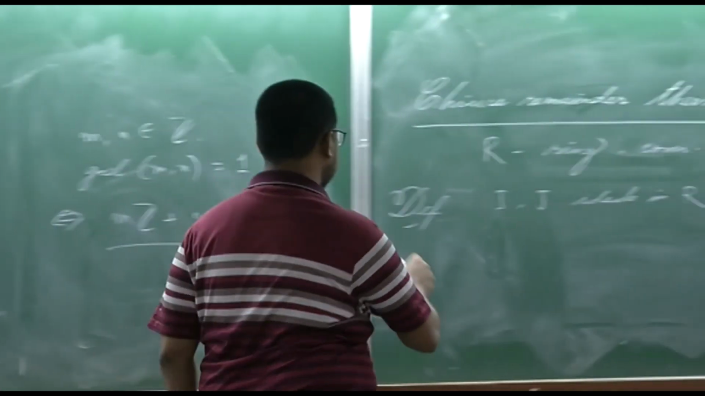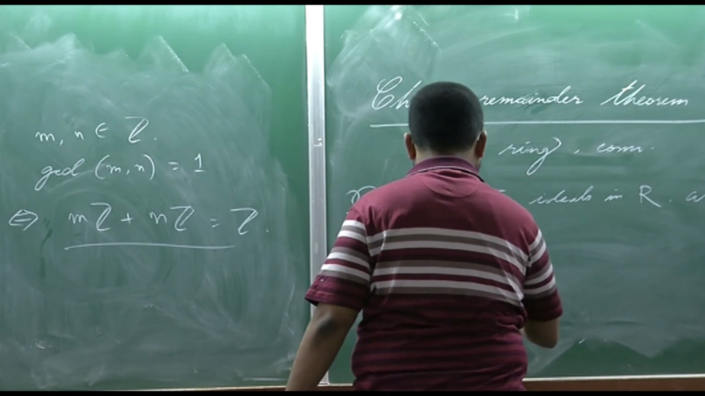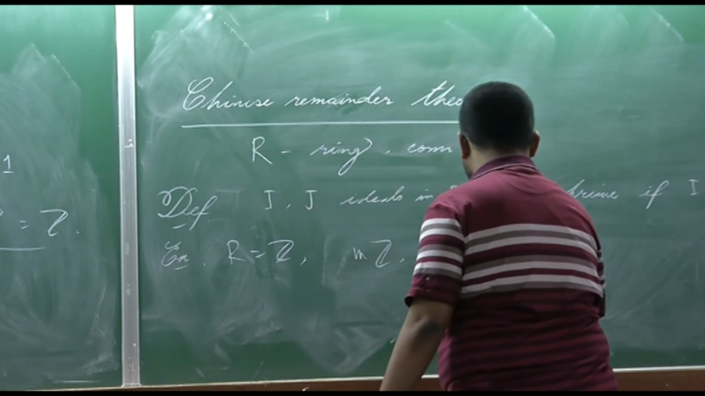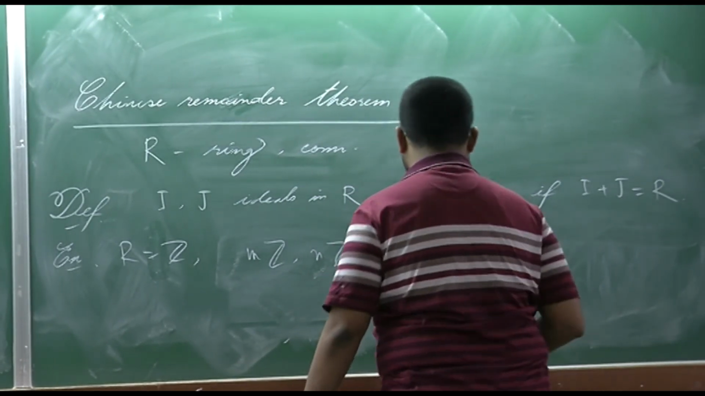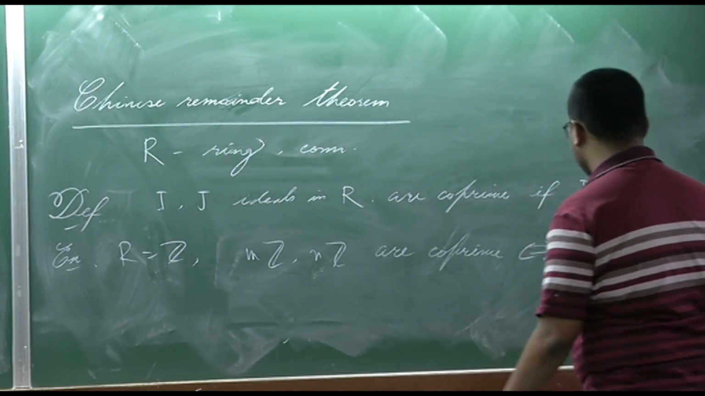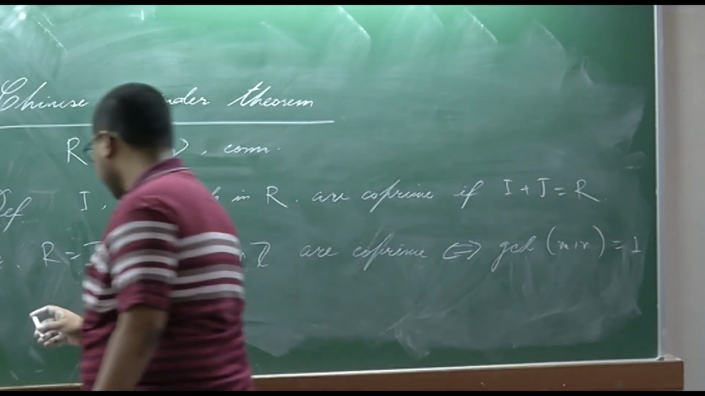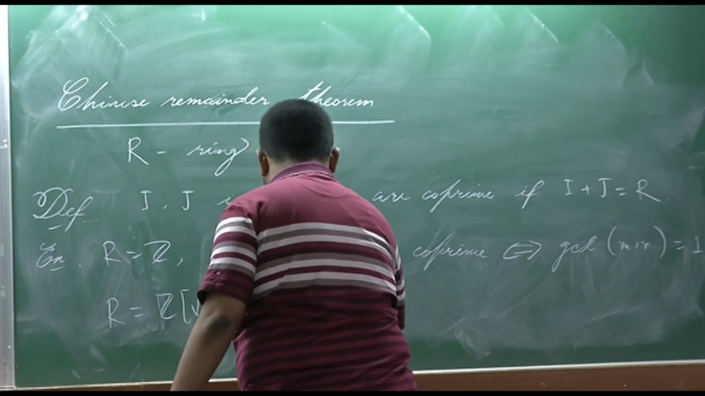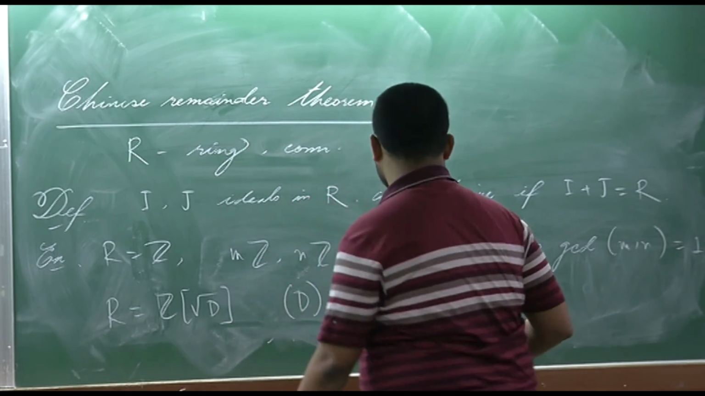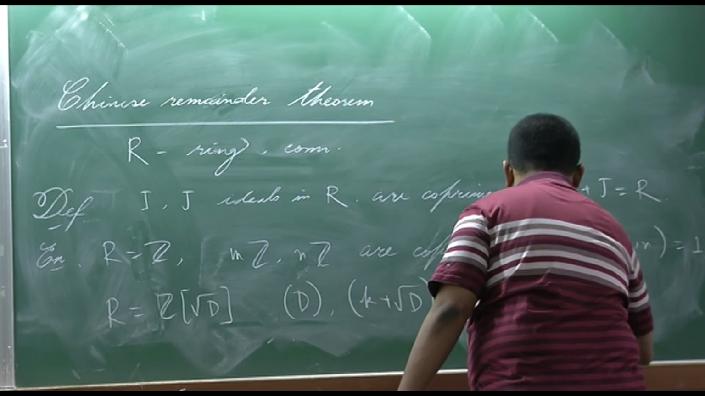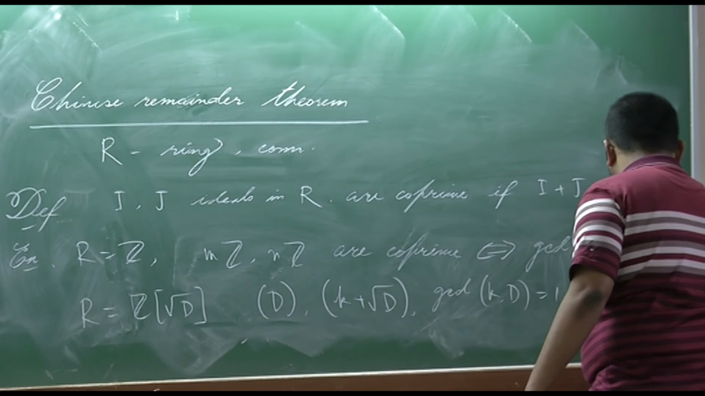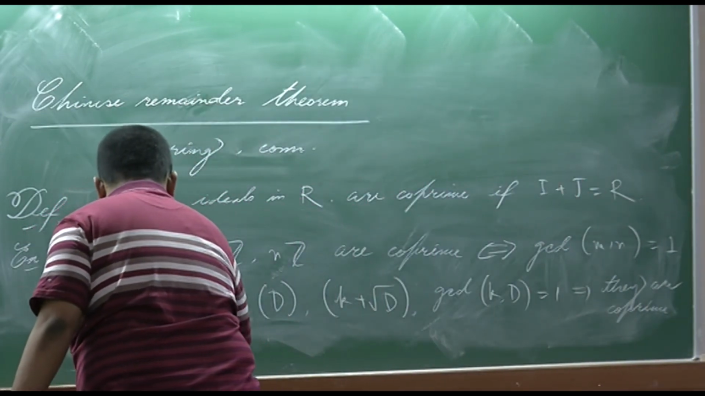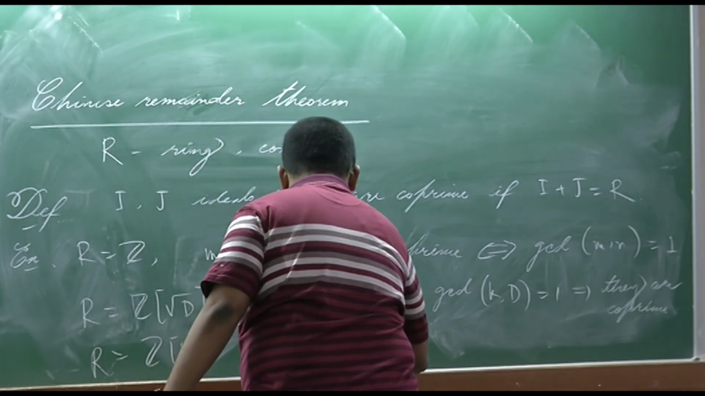So what are examples? When R is Z, then m and n are co-prime, that is, the two ideals mZ and nZ are co-prime, if and only if they are co-prime in the previous sense. Okay. Further examples: take R equal to Z[root D]. Here take an ideal and another ideal generated by k plus root D, where GCD of k and D is 1, then they are co-prime. You can immediately verify this. Also, a third example: in Z[i], you can take 1 minus i and 1 plus i. So there are many such examples.